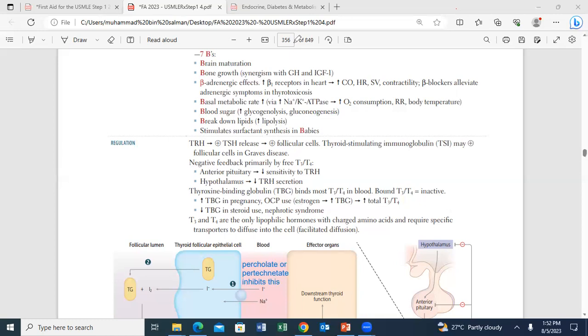Now, what basically happens is the negative feedback is mainly regulated by T3. So T4 is converted into T3, and then this T3 goes all the way back to the hypothalamus and informs the hypothalamus that T3 is being produced. There is no need to release thyroid releasing hormone because T3 is already in excess. So by negative regulation, it goes back and inhibits the TRH and decreases the sensitivity of TRH.